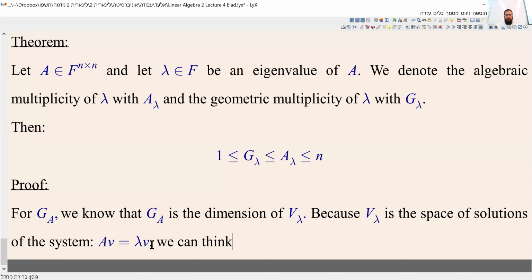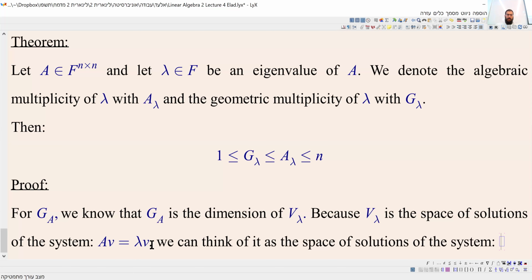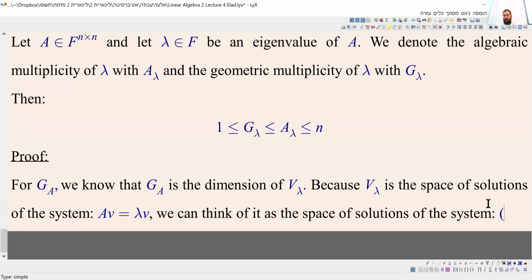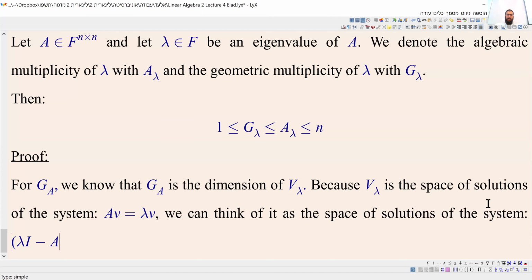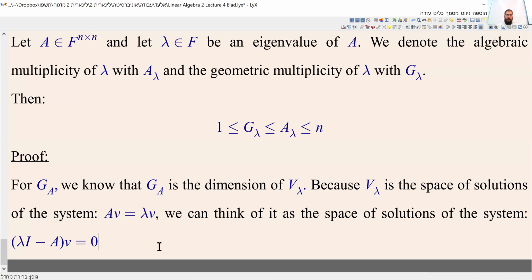We can think of it as the space of solutions of the system. We're moving lambda V to the second side, and we put V out. We already did it. Or A to the other side, it's the same. We already did it in our last lectures. Lambda I minus A multiplied by V is 0.